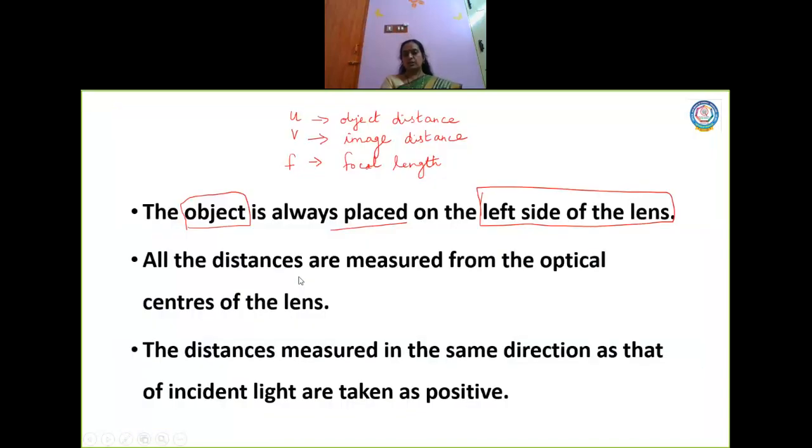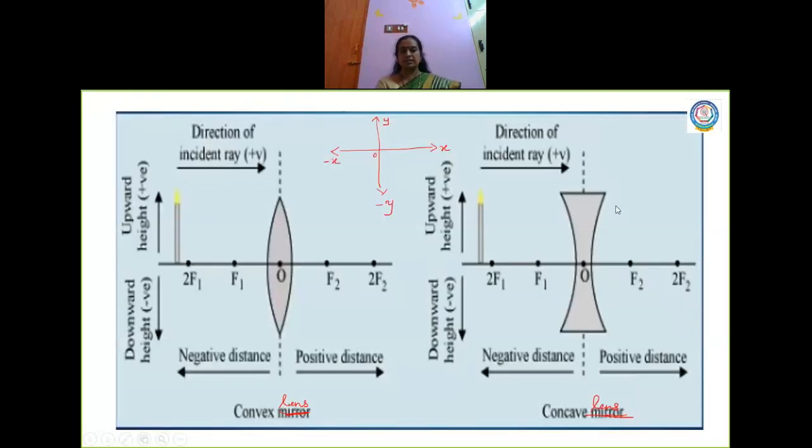So how do you measure the object distance? Since the object is always placed on the left side of the lens, will the object distance value be positive or negative? Suppose the object is at a distance of 5 centimeter. What is the object distance now? Will you write the value of U as plus 5 or minus 5? You have to put a sign when you write the value of object distance.